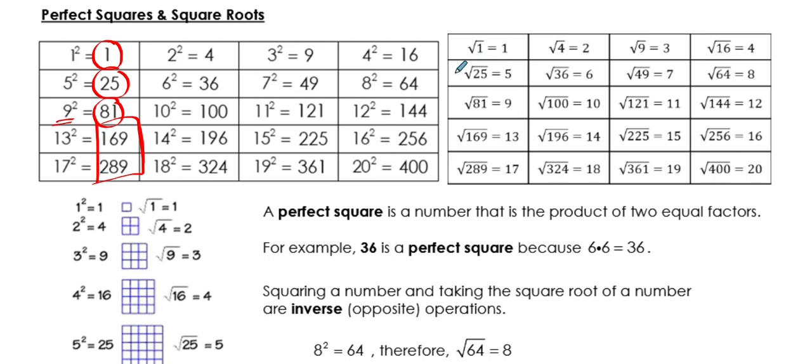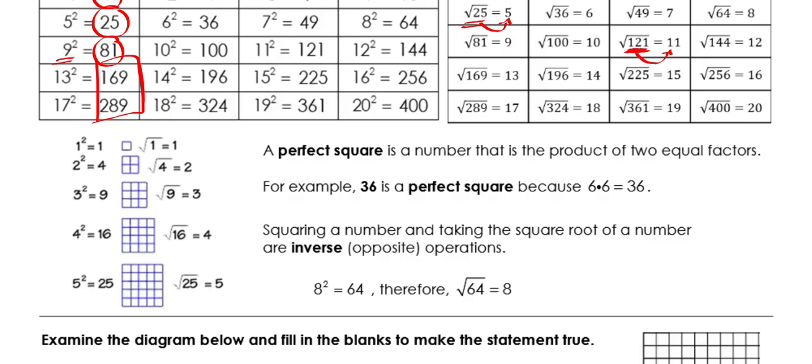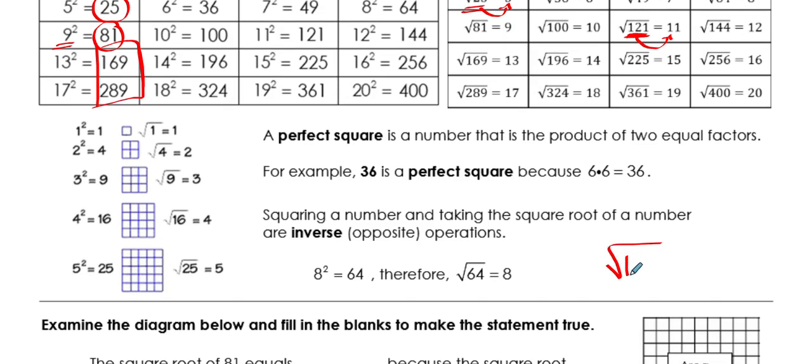When you take the square root of a perfect square, like 25, you're always going to get a whole number. Square root of 25 is 5. Square root of 121 is 11. 121 is a perfect square because when you do the square root of that number, you get a nice whole number. If you get a decimal, that is not a perfect square. So if you did the square root of 10, that would give you 3 point something. It doesn't matter what that is. We know that 10 is not a perfect square because this is a decimal answer.